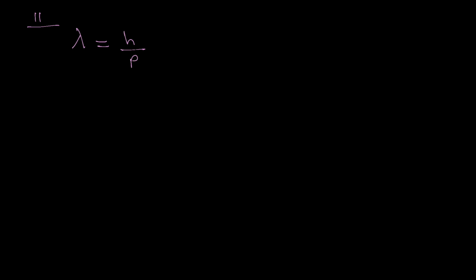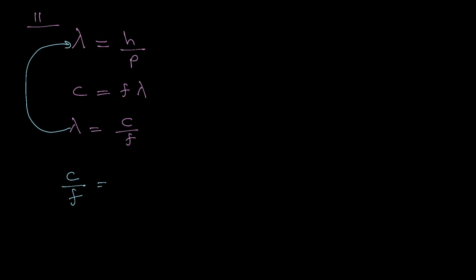And we know that the basic equation for the speed of light is c equals f lambda. So we can make lambda the subject: lambda equals c over f. If we take that lambda and replace it here, we can write that c over f is equal to h over p. What is the momentum of the photon? We're looking for the momentum p, which will be equal to hf over c.